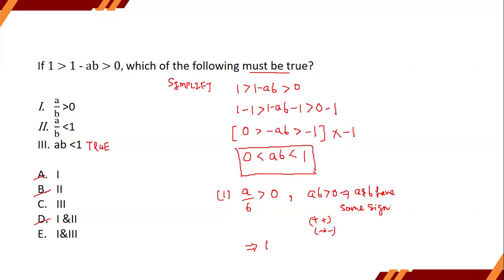So A by B ratio is always greater than 0. Okay, so that means this is again true, right? If this is always true, what answer choices can we eliminate? Of course, we can eliminate option C. We are left with E only, right?